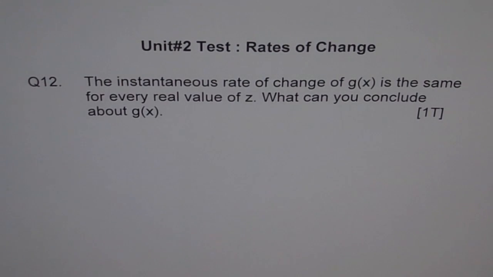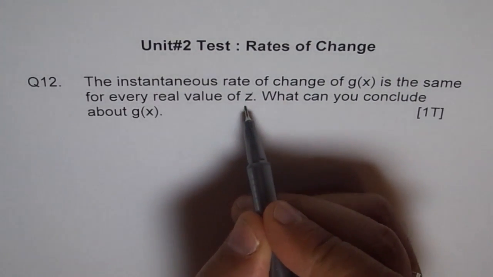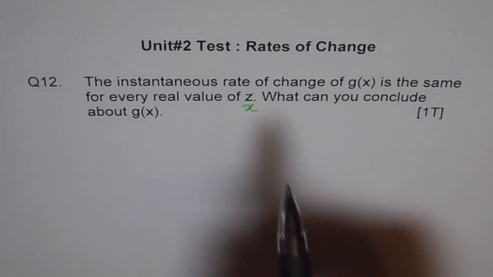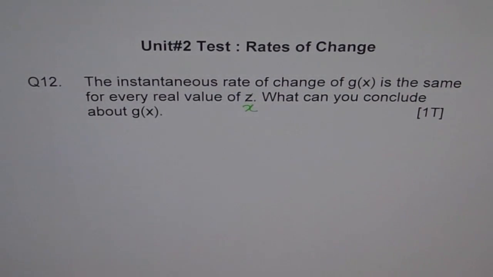Question 12. The instantaneous rate of change of g of x is the same for every real value of z. What can you conclude about g of x? Well, it should be for every real value of x, okay? Because x is our independent variable, correct? So we'll make a correction here: for every value of x in the domain.